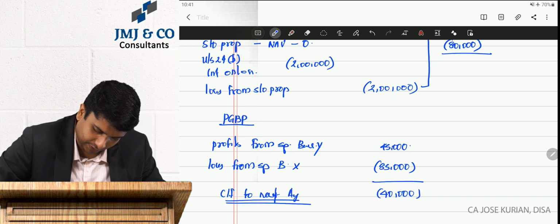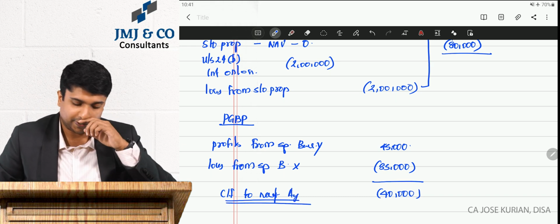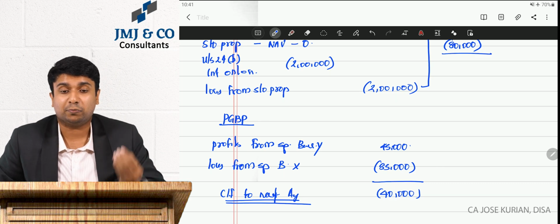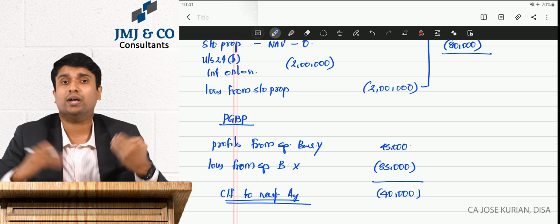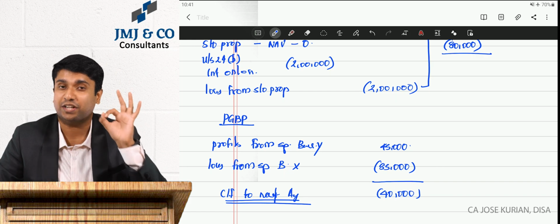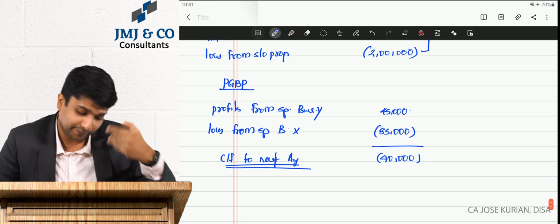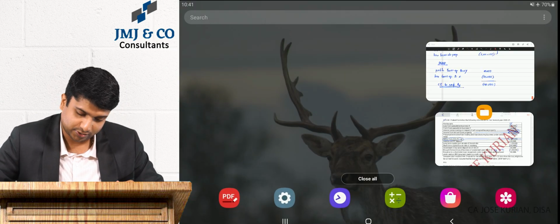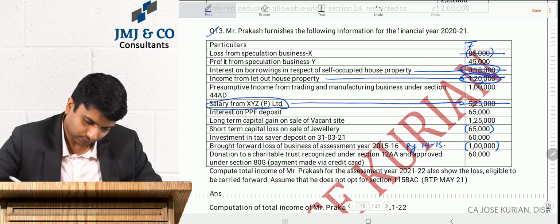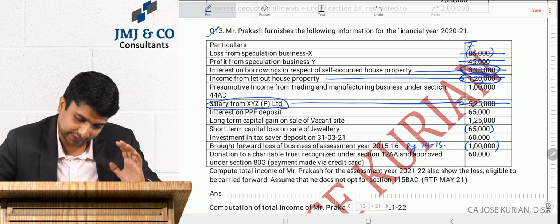The reason is speculation business loss can be set off only against speculation business profit, and there is no other speculation business profit in this particular question. That's why we are carrying it forward to the next year. Bye bye, see you next year. All right, so what is the next point, friends? Both 85 and 45 we have already dealt with.